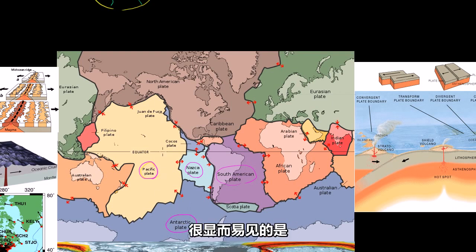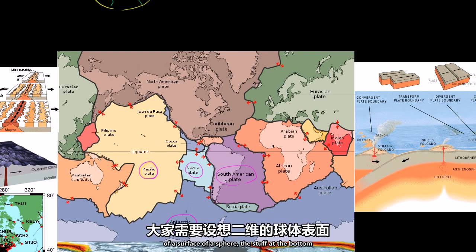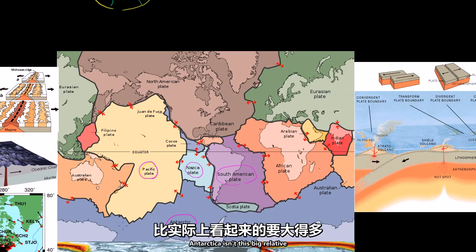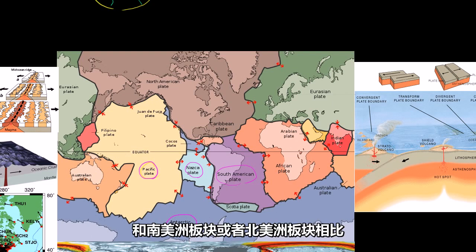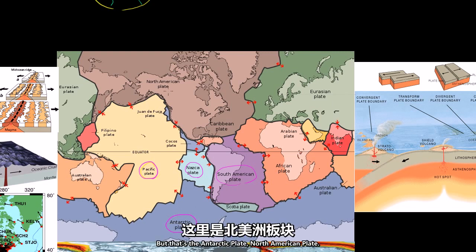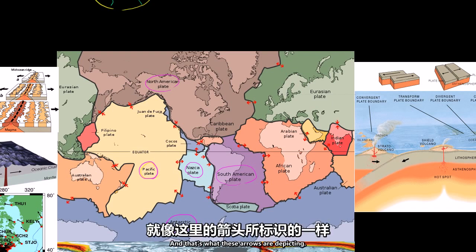Obviously, whenever you do a projection onto 2 dimensions of the surface of a sphere, the stuff at the bottom and the top looks much bigger than it actually is. Antarctica isn't this big relative to, say, North America or South America. It's just that we've had to stretch it out to fill up the rectangle. But that's the Antarctic plate, North American plate. And you can see that they're actually moving relative to each other. And that's what these arrows are depicting.